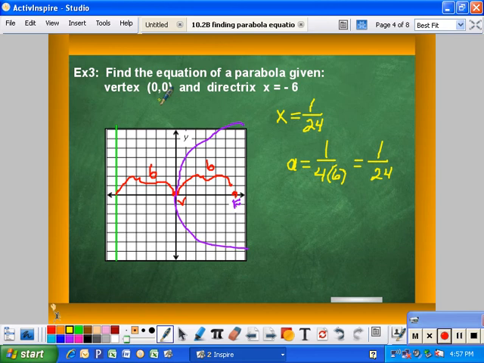And do I have an h and a k? I do, but they're 0, 0. So that means that I'm just going to finish this off with a y squared. We don't put the zeros in the problem. Okay, so that's the answer.